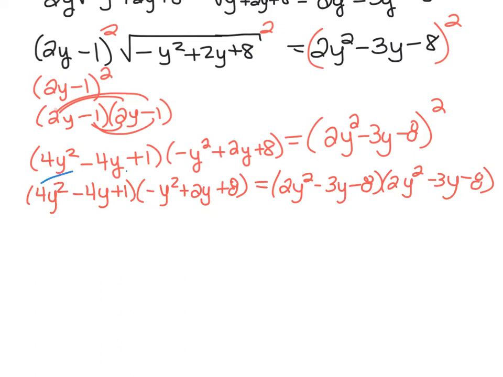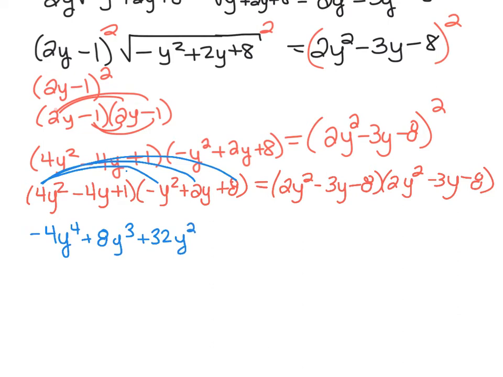So if I start on the left-hand side, I would take 4y squared times negative y squared, which would give me negative 4y to the fourth. And then I'll do the first to the middle term, which would give me 8y to the third. And then the first term to the last term, which would give me plus 32y squared.